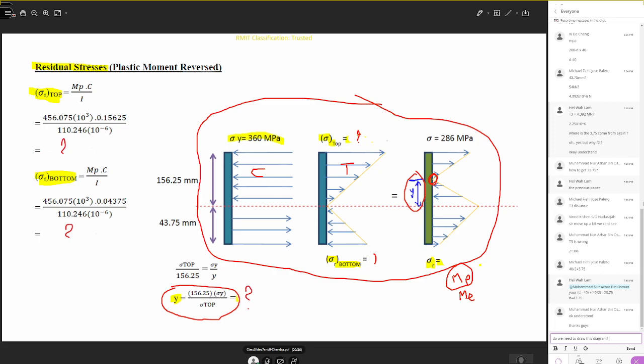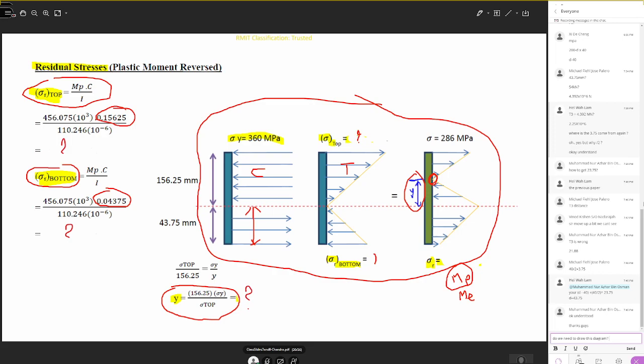But we can calculate the residual stresses at the top and bottom. We use the plastic moment and C. For the top, the C will be 156.25, from the neutral axis to the top of the cross section. Then the residual stress at the bottom will be from the neutral axis to the bottom of the cross section. So for the bottom, the C value will be 43.75. You need to apply this distance.